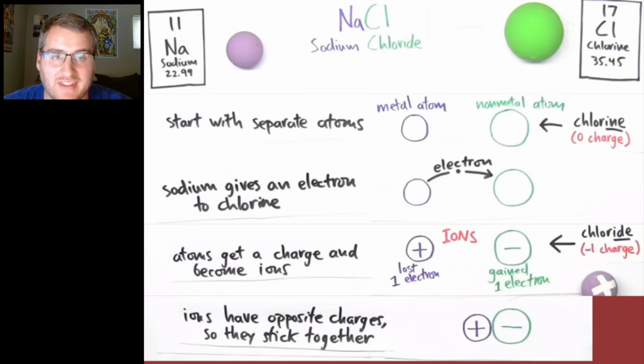Okay. So we have that same breakdown here. We have a sodium and chlorine. You start with two separate atoms, a metal and non-metal with no charges. Sodium chooses to give one electron to chlorine, passes it over. The atoms now have a charge and become ions. This one lost an electron, so it is now a positive one charge. This one gained an electron, so it is now a negative one charge. They have opposite charges and now they stick together.